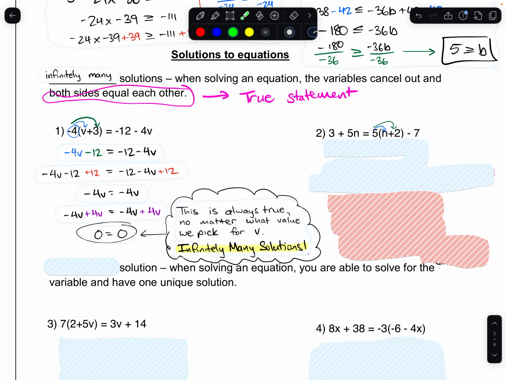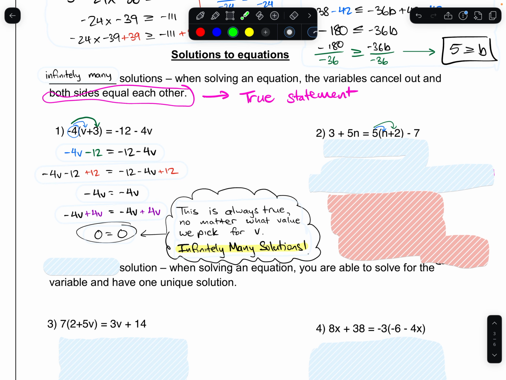0 is always equal to 0. It's always true no matter what value we pick for v. And because of that, v can be whatever we want. v could be 0, v could be 1, v could be a million. No matter what v is, 0 is always equal to 0. So if you get something like this, you just say infinitely many solutions.